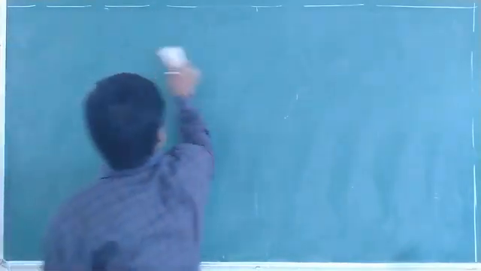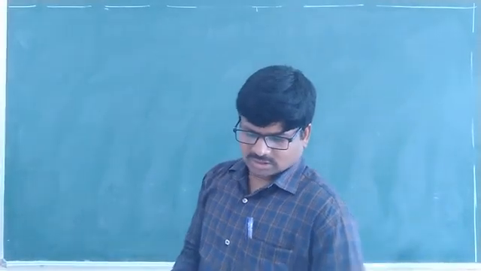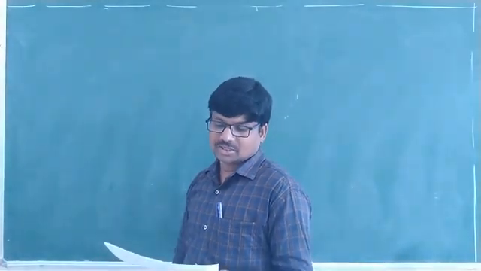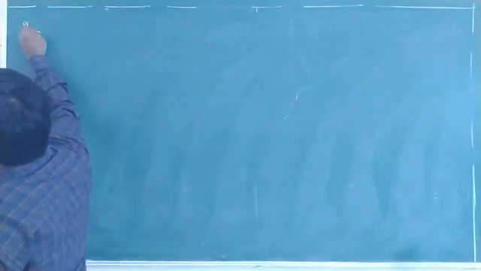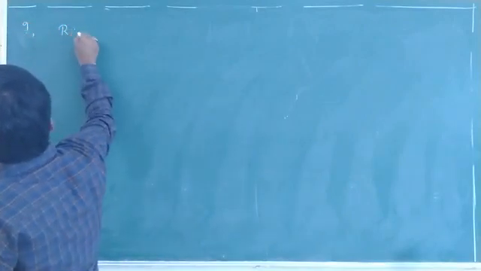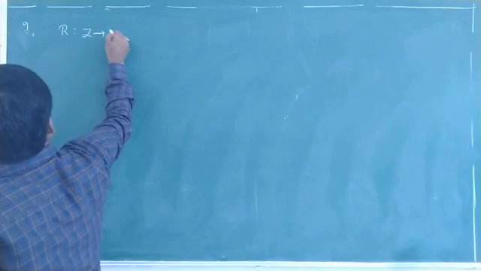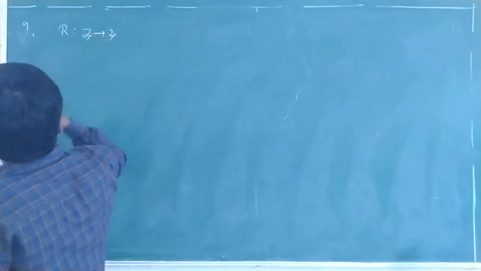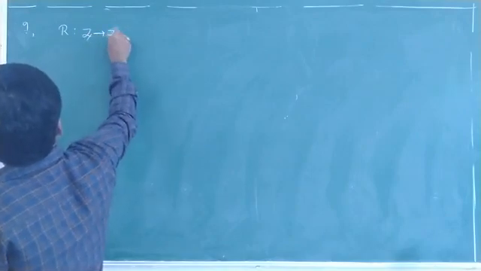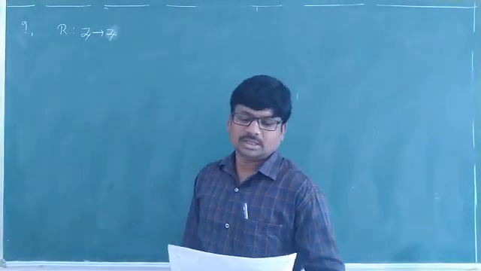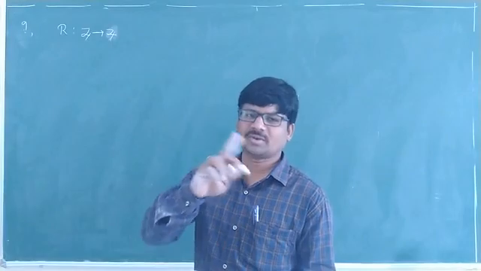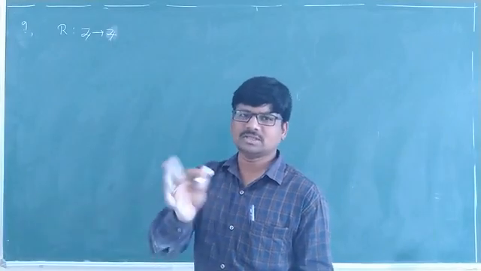One more question is there, that is question number 9. What is question number 9? Let R be the relation on Z defined by... R is a relation on Z means R is a relation from Z to Z. That is the meaning of this. From the same set to the same set.